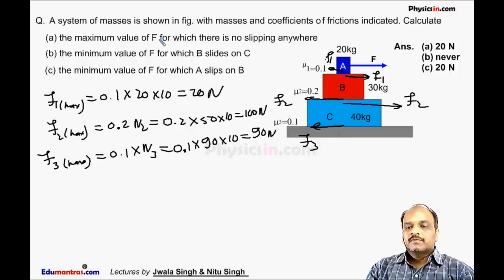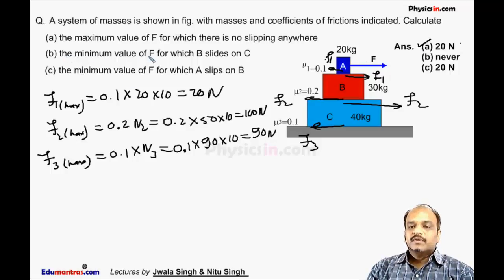Now the maximum value of F for which there is no sliding: obviously only A will slide first, because the friction force between A and B is minimum, 20 Newton. To move block B we need a minimum of 100 Newton of force. To move block C we need at least 90 Newton of friction force between C and ground. So the maximum force we can exert with no sliding is also 20 Newton. So the answer is 20 Newton.